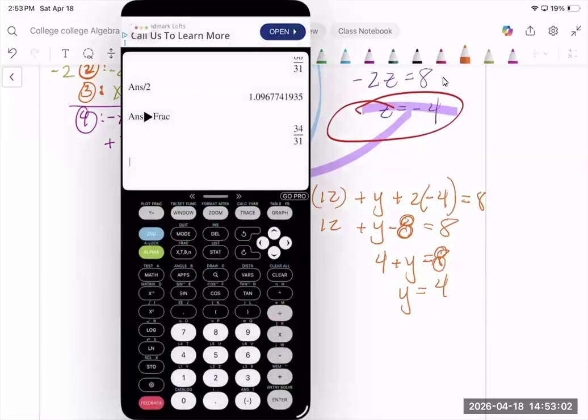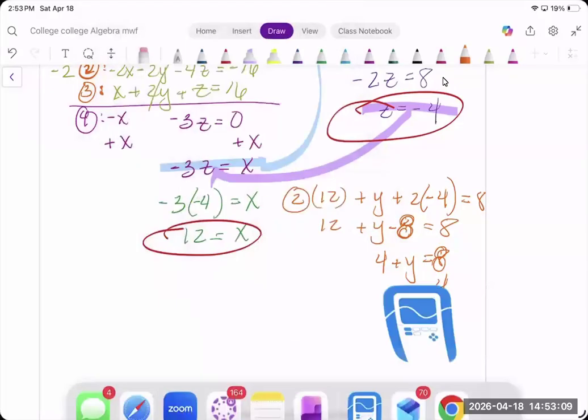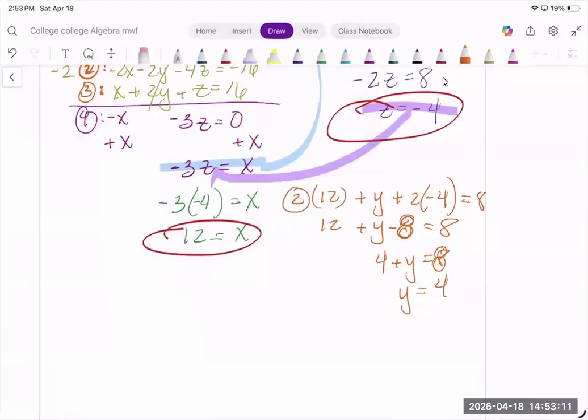Just going to check. I'm not trusting my brain today. 12 minus 8. Yep. Okay. Just making sure. One of those things, you know? Okay. Yeah. Ta-da. There you have it.